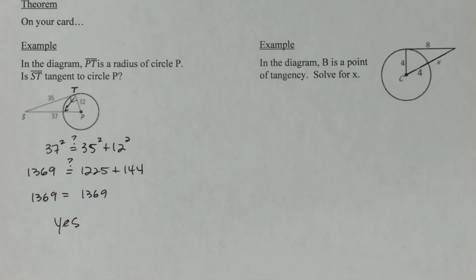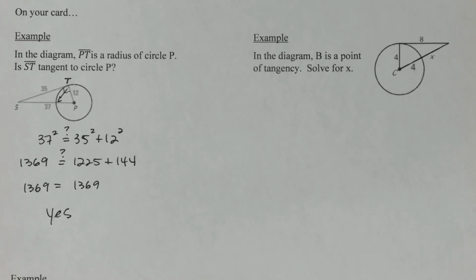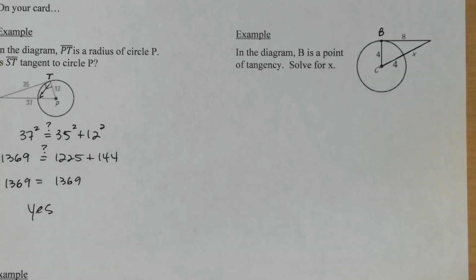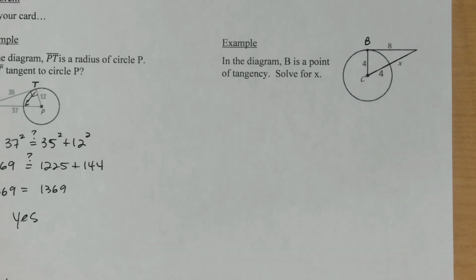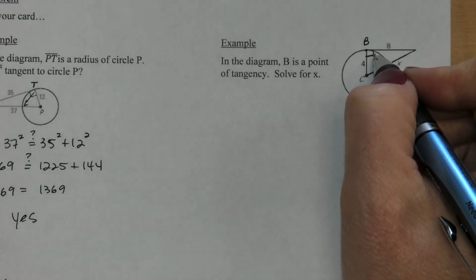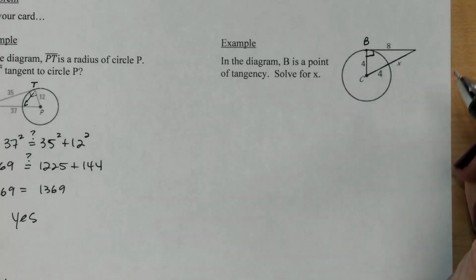Second example, it says in the diagram B is a point. Oh, and I don't even have a B there. Let's throw a B in there. My apologies. B is a point of tangency. We're going to solve for X. So if it is a point of tangency, then I get that 90-degree angle right away, and we're going to do Pythagorean's theorem.